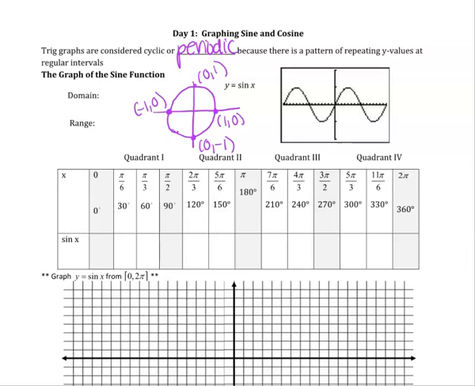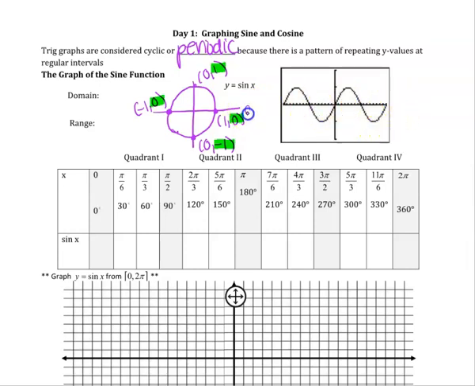Okay, now based on what we also know about the unit circle is that each coordinate is a cosine of an angle and a sine of an angle. So specifically, we're going to look at the y coordinates. All right, so you are seeing 0, 1, 0, negative 1, 0, 1, 0, negative 1. And that's what's going to correspond on this graph over here.